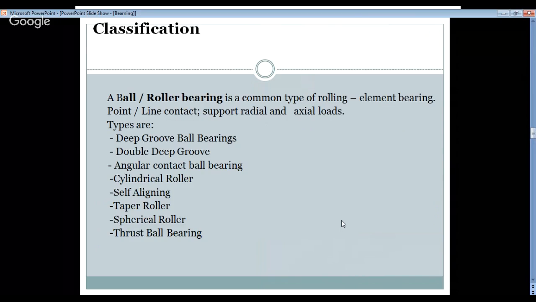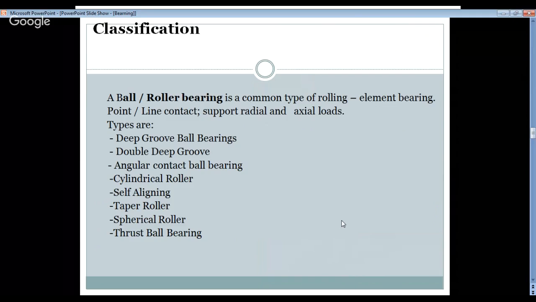Ball or roller bearing is a common type of rolling element bearing. In ball bearing, the point contact is between outer edge and inner edge, while in case of roller bearing, there is line contact. Both support the radial and axial load. Further, the classification of the bearing depends on types of load and nature of load.